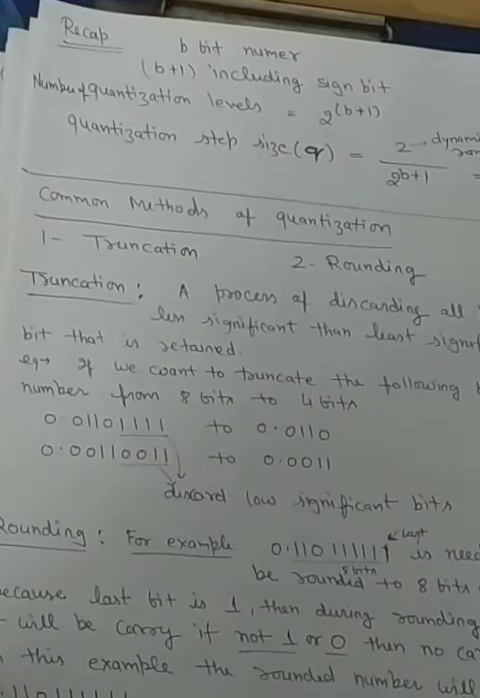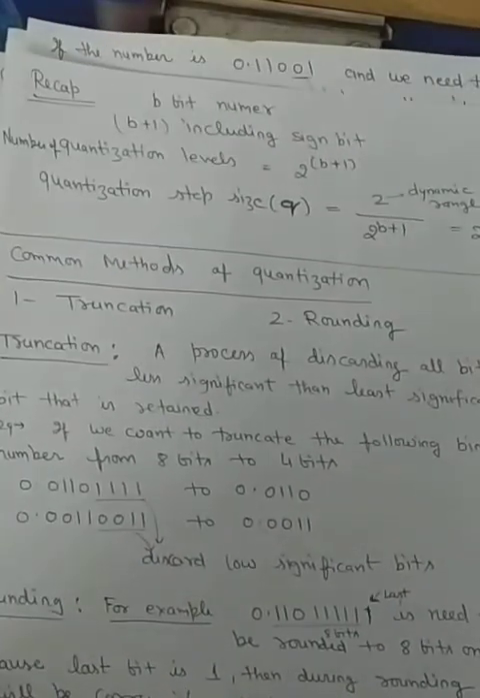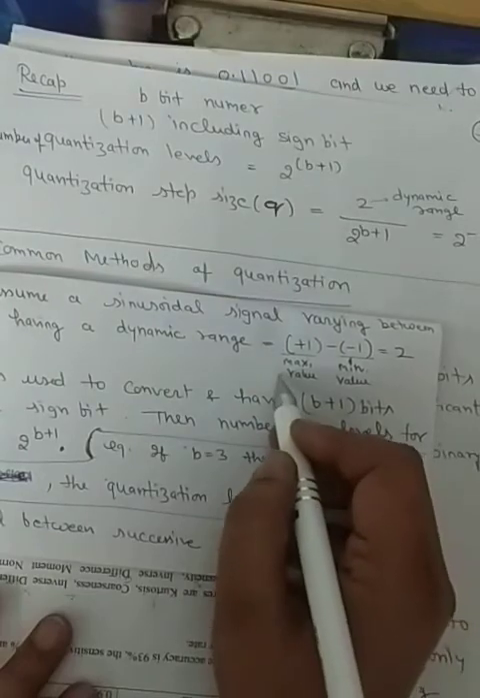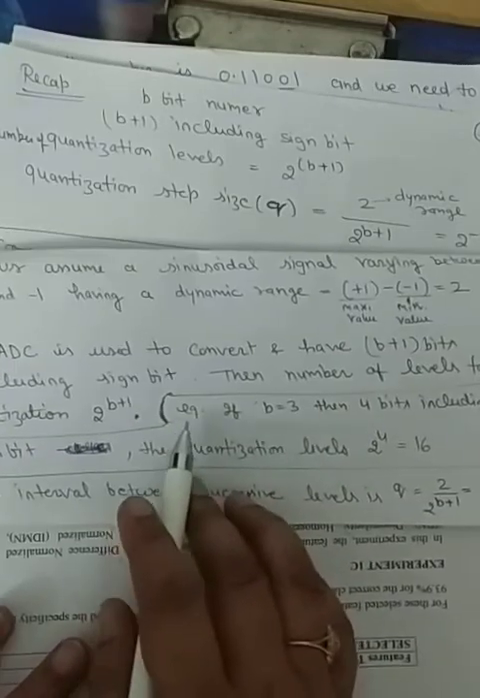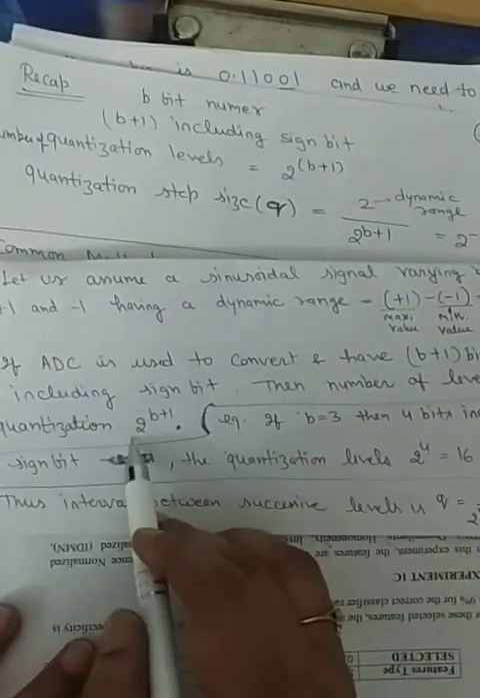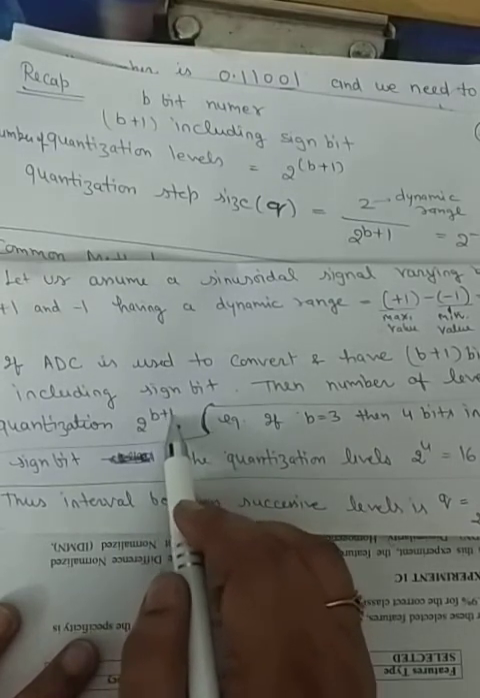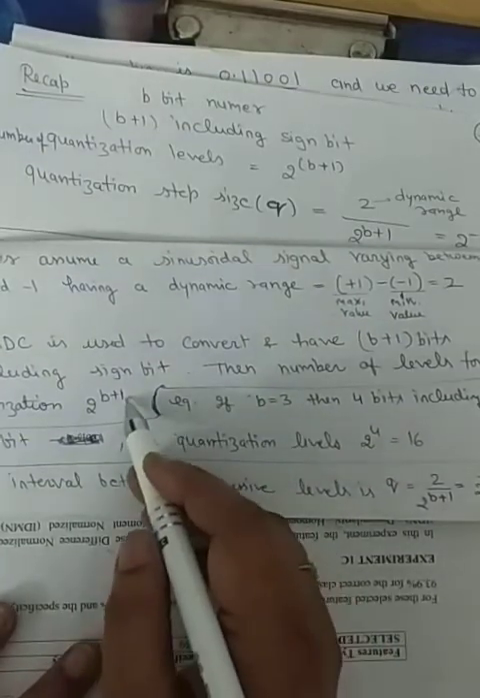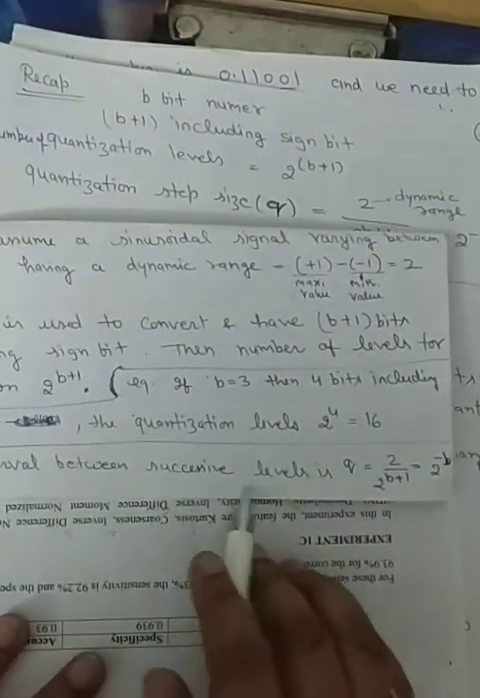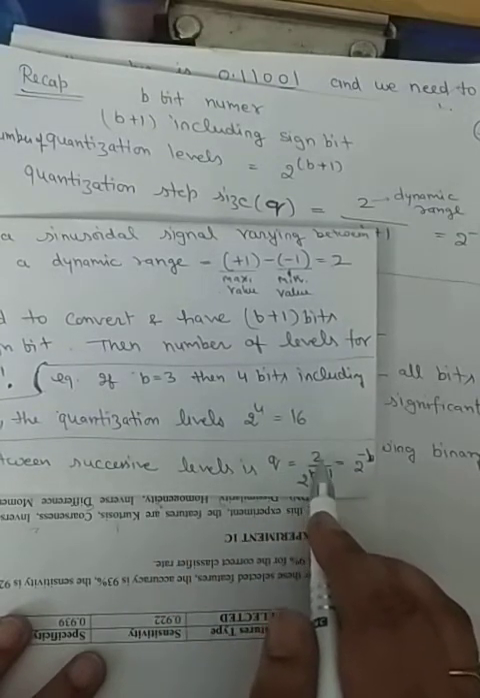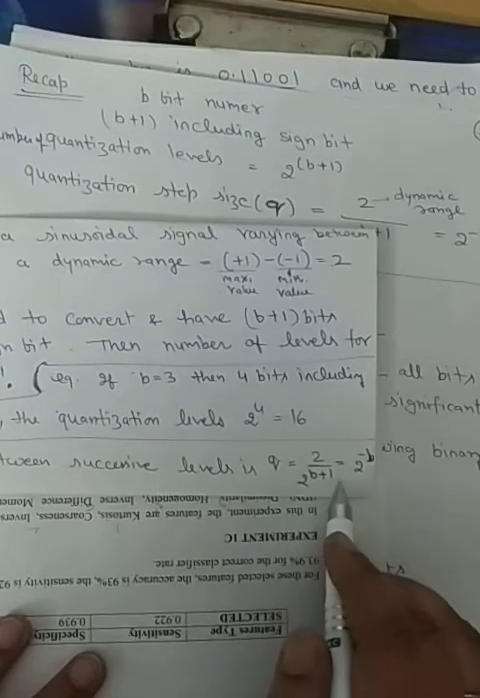So when we generalize this, we can see that the dynamic range of the normalized signal is equal to 2, and the total number of quantized levels will be 2 raised to power b plus 1, where 1 indicates the sign bit, an extra bit representing the sign of the signal. So in such a case, the quantization step is found by 2 divided by 2 raised to power b plus 1, that is 2 raised to power -b.